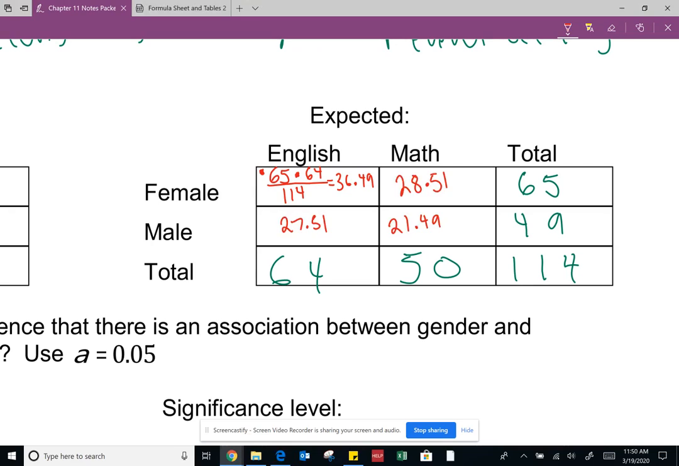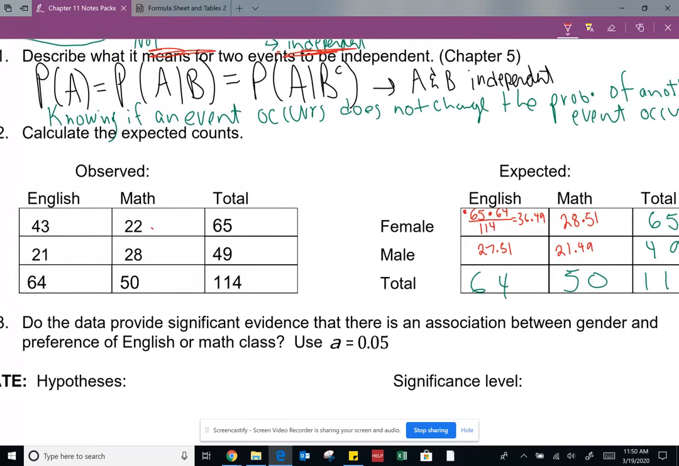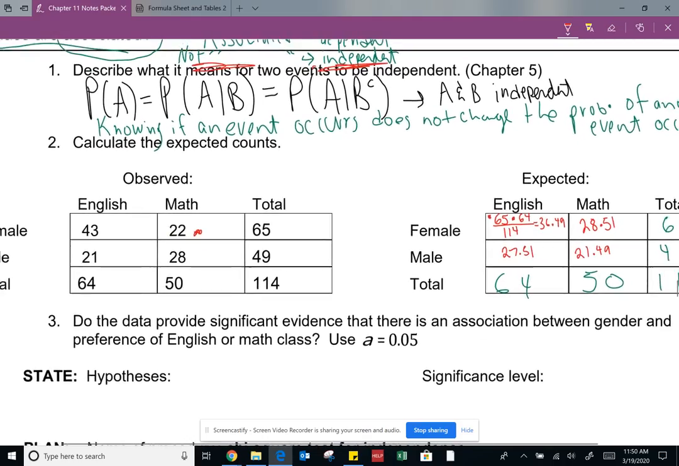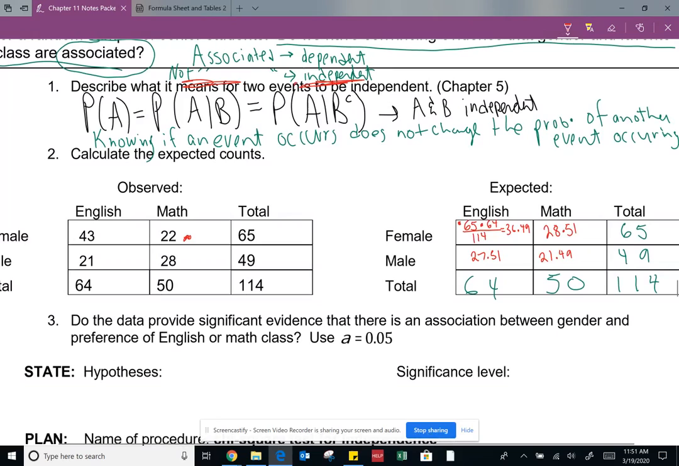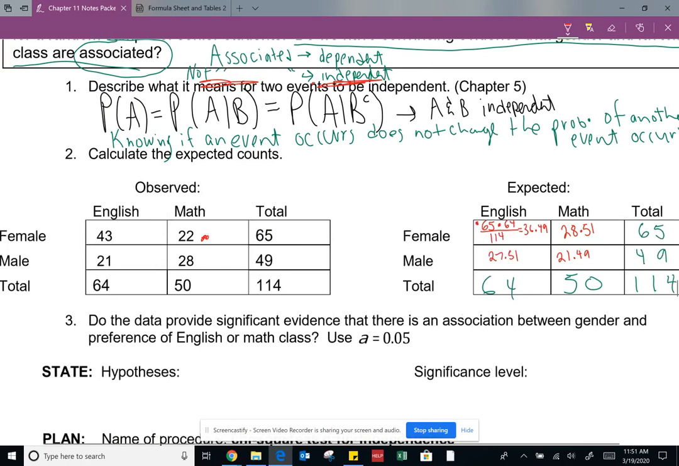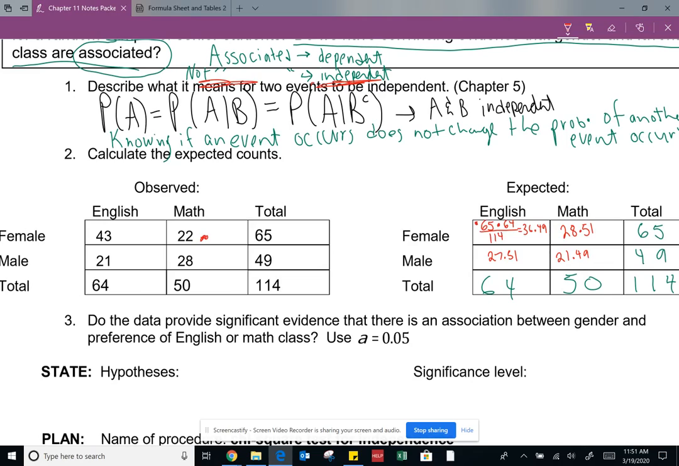Okay, everyone. So now we've filled out the expected values that we should have if the 2 variables were independent. So this is our observed value. We observed that 22 females preferred math, but we expected about 28.51 to prefer math. We found that 28 males preferred math, but we only expected 21.49 males to prefer math. So using this information, the observed and the expected, we are going to perform a chi-squared test for independence.